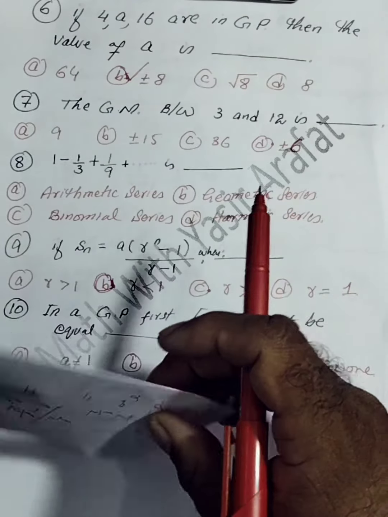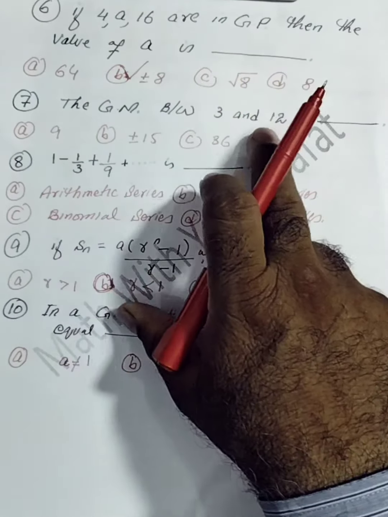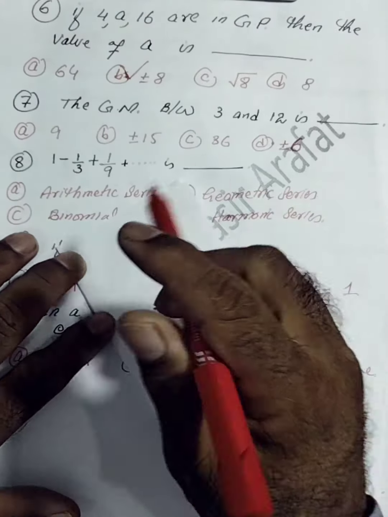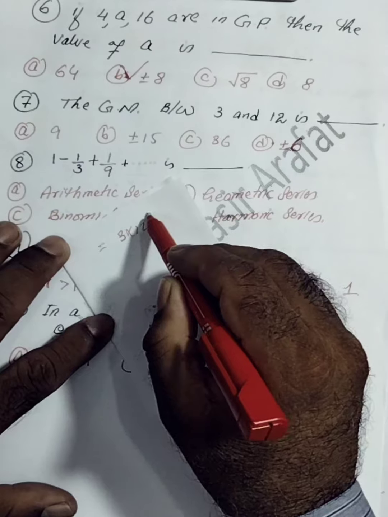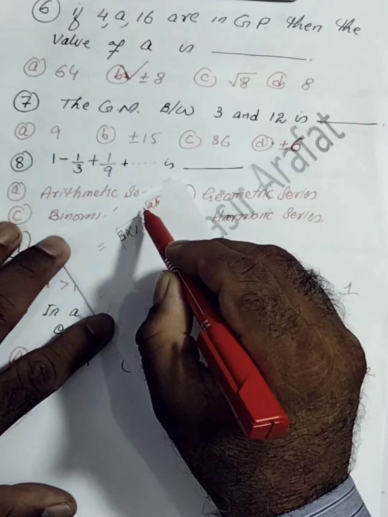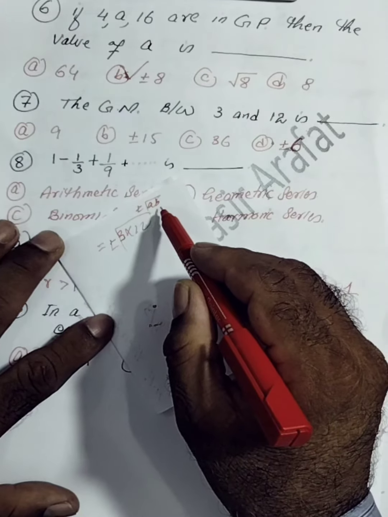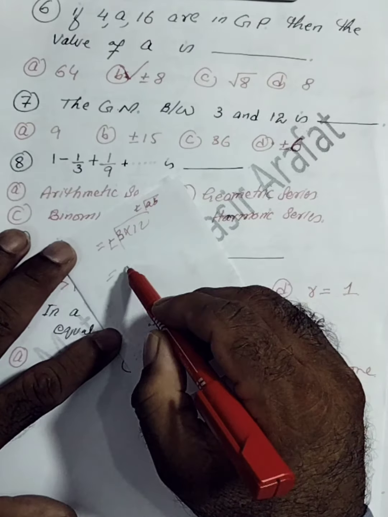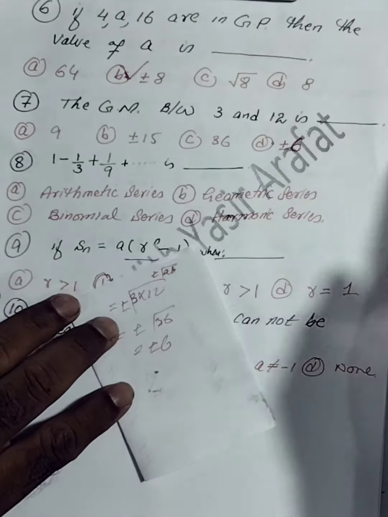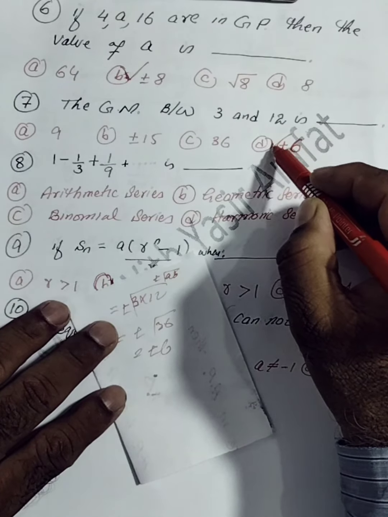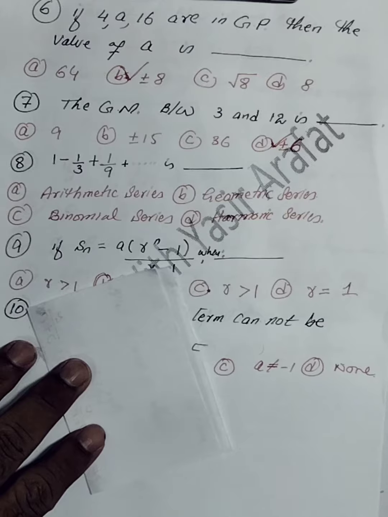Now again the geometric mean between 3 and 12. So this will be equal to, we have the formula, the radical of AB, plus minus. We have a single geometric mean formula there. So 12 3s are 36, and the correct option is 6, that is plus minus 6. The D option is correct here.